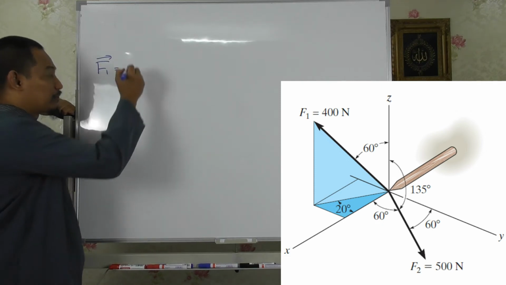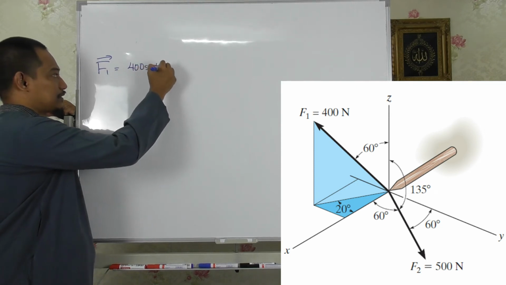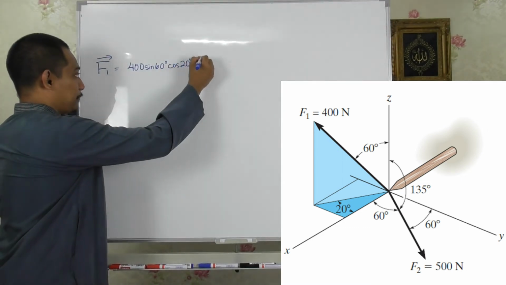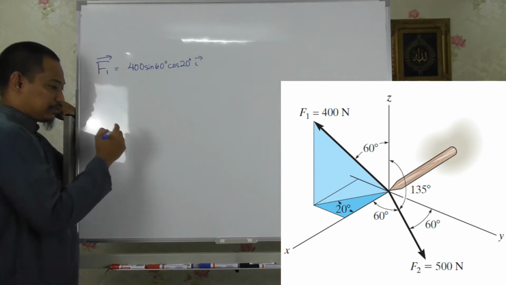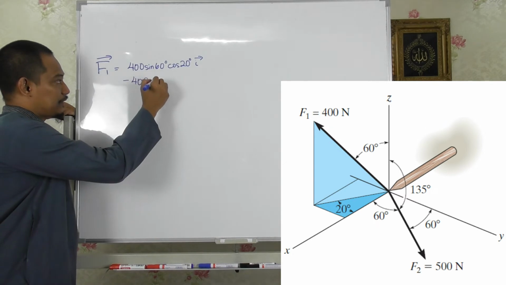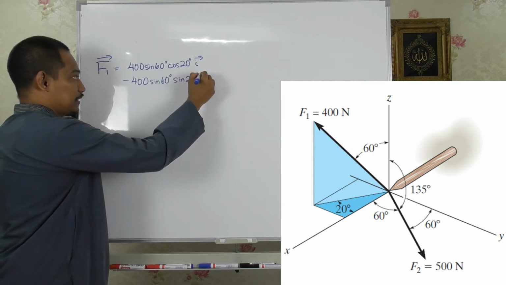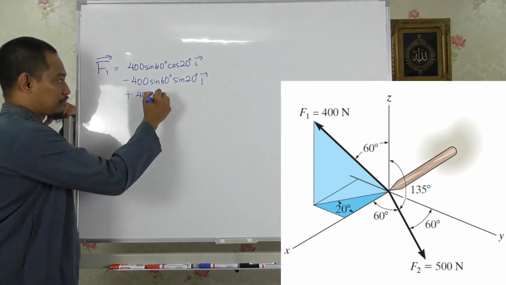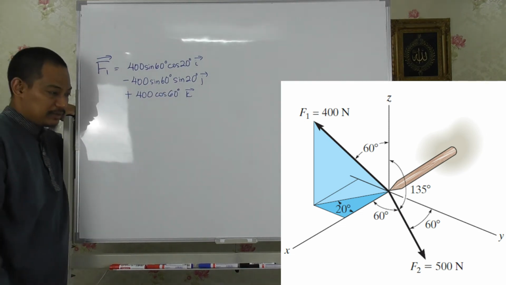What is the x component? So 400 sine 60 degrees, cos 20 degrees, i, positive, right? The y component is negative, the other way, so negative 400 sine 60 degrees and then sine 20 degrees, j. And then the z component, so plus 400 cos 60 degrees, k, right? And then you can just calculate.